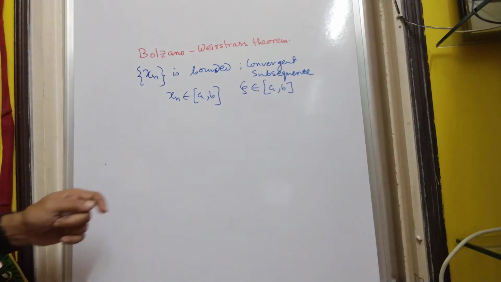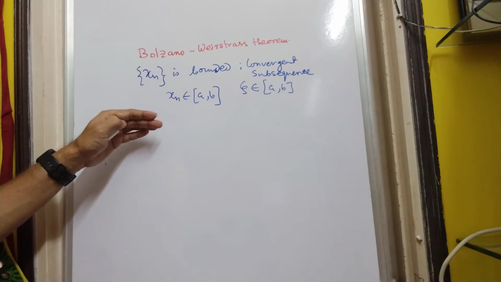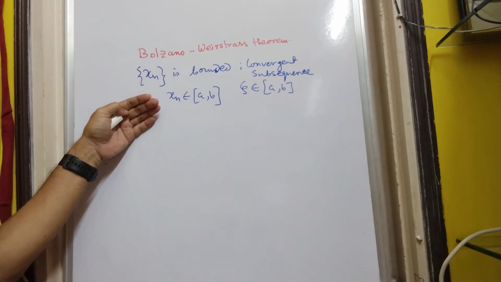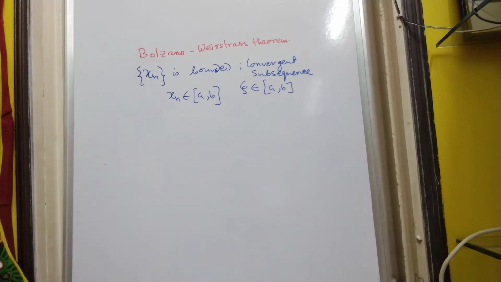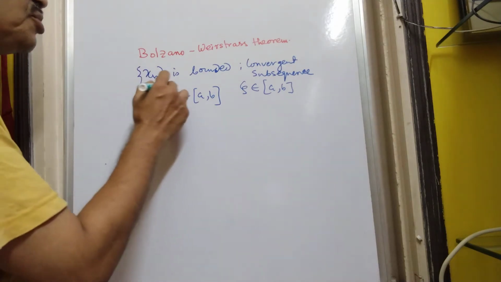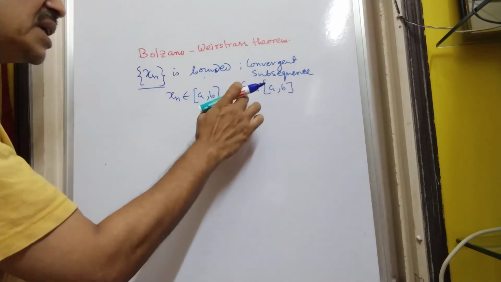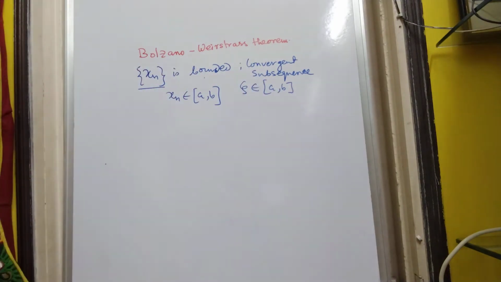So let us again try to understand what is Bolzano-Weierstrass theorem. It states that any sequence which is bounded has a convergent subsequence, and this subsequence converges to a point in this sequence only. Okay?